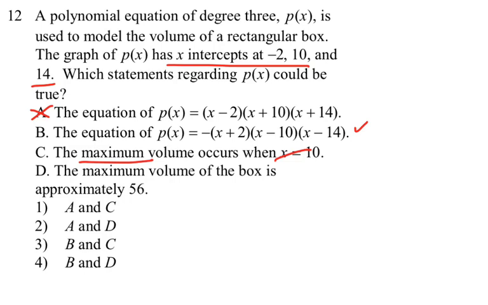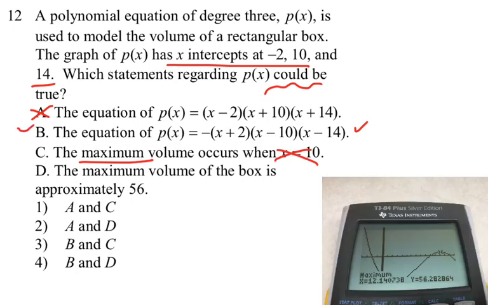All right. Now, we're looking for which of the following could be true. So when you sketch that one, we're going to get a maximum of 56.28-ish. So therefore, the maximum volume of the box could have been approximately 56. So that tells us that B and D could have been our answer. Choice 4.